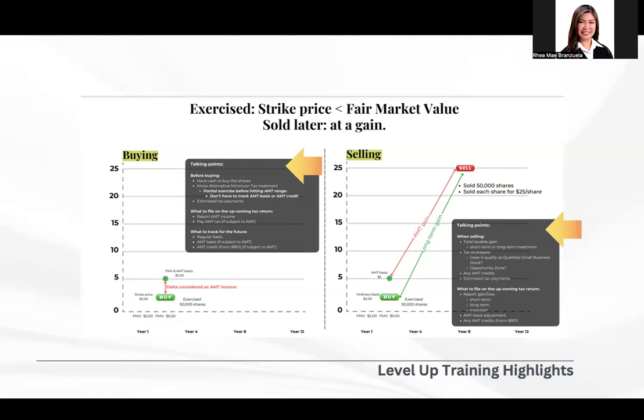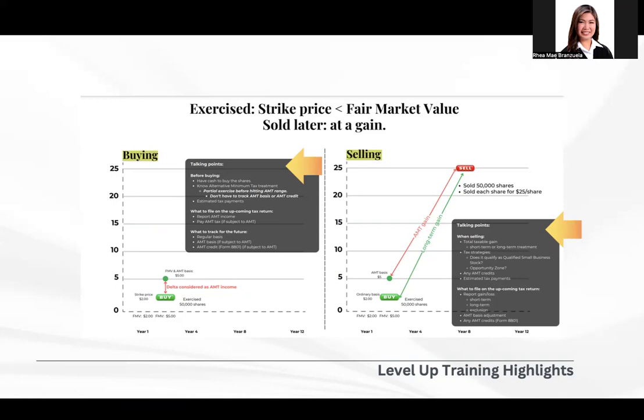Before making any purchase, the client must ensure that they have sufficient cash to cover the cost, because the FMV exceeded the strike price. The $3 difference was reported as AMT income. To manage this, we need to suggest a partial exercise, just enough to avoid triggering AMT, which saved our client from having to track AMT basis or AMT credit.